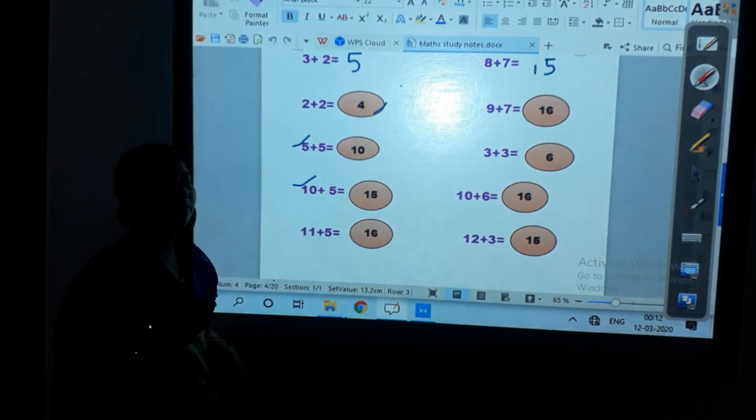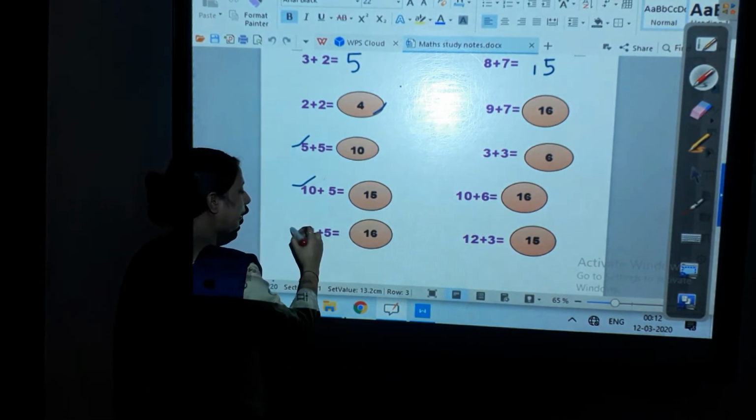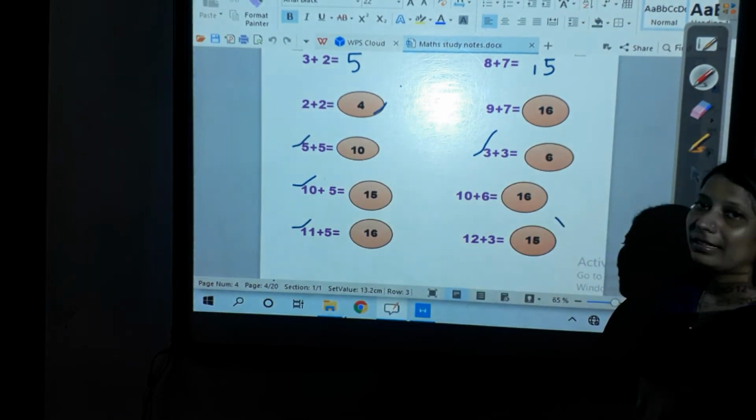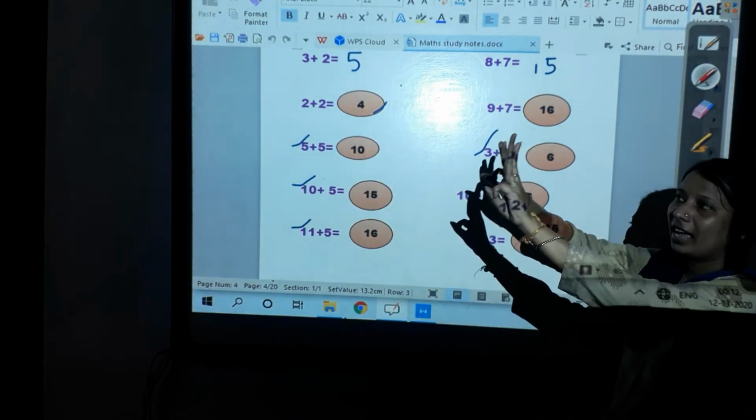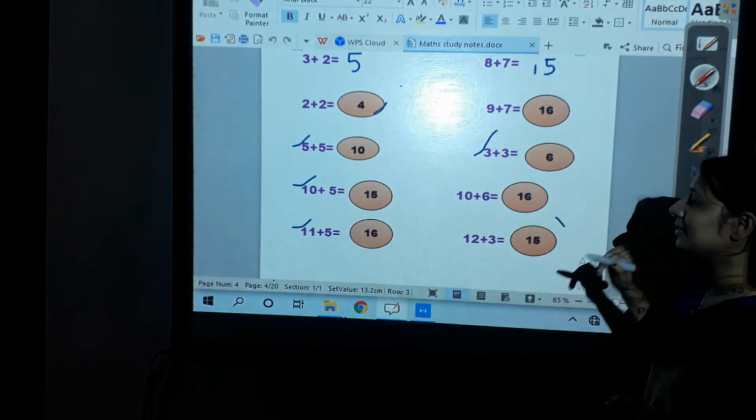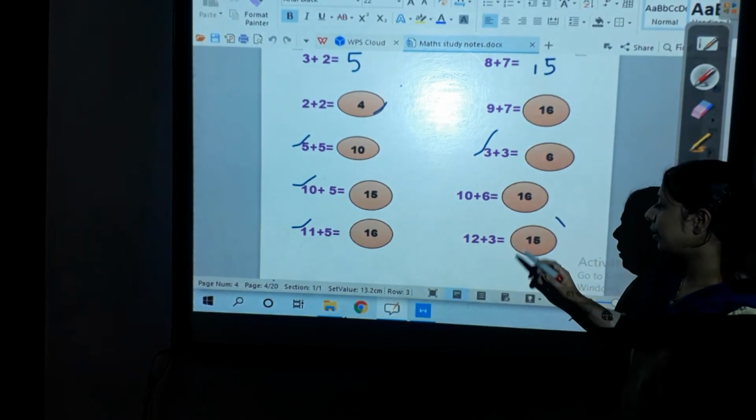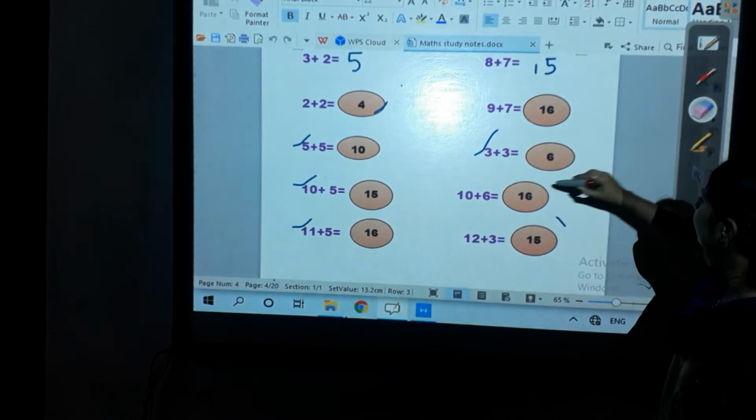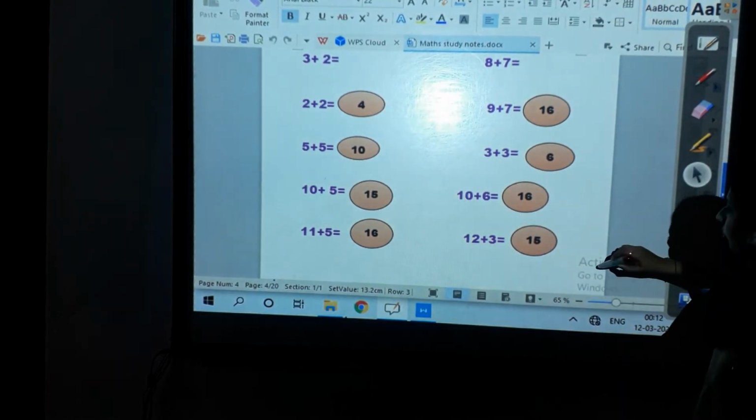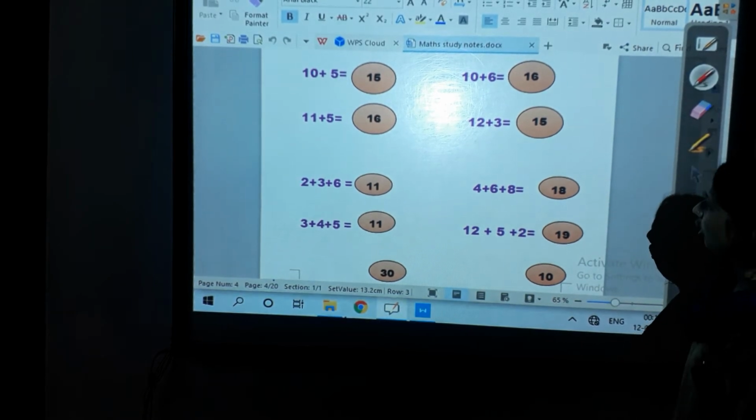Now 10 plus 5. 10 plus 5 is equal to 15. 11 plus 5, 16. 3 plus 3. 3. Again another 3. So if we count it together, it will come as 6. 10 plus 6, 16. 12 plus 3, 15. Make sure to do all this in your book as well as in copy.